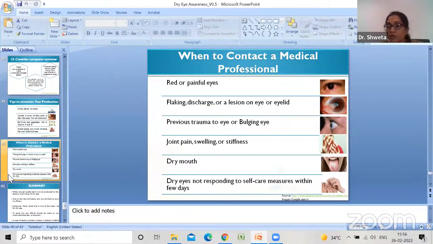Also, people who are going to use a screen continuously for many days together and many hours in a day should preferably go for an eye checkup once before starting the use of this. And then if the use continues like this, 8 hours per day and continuously Monday to Saturday, then better to go for a checkup every 6 months.